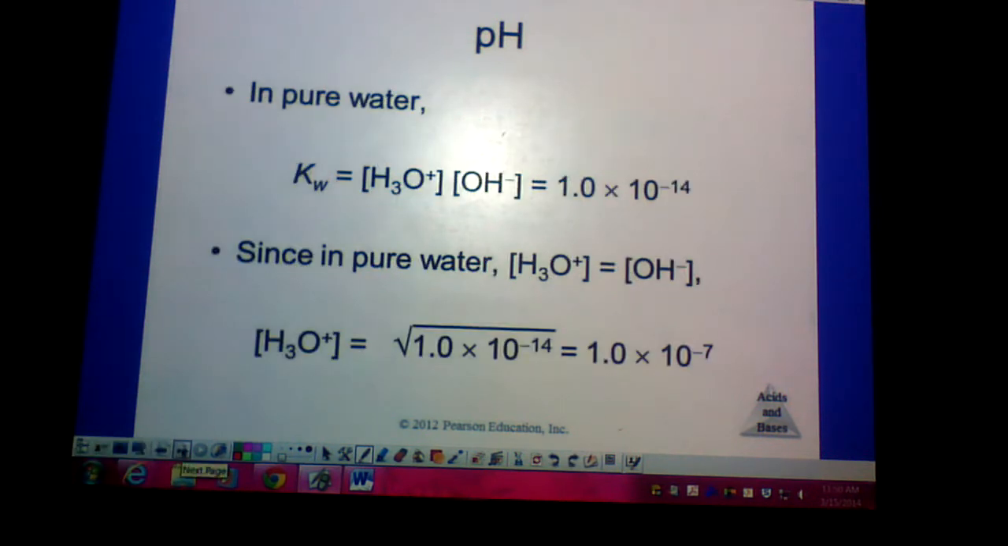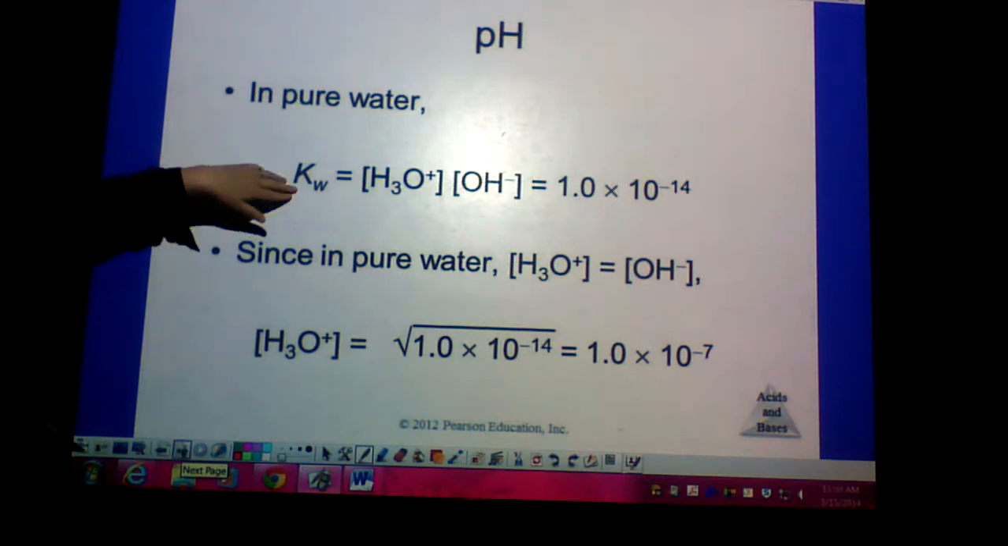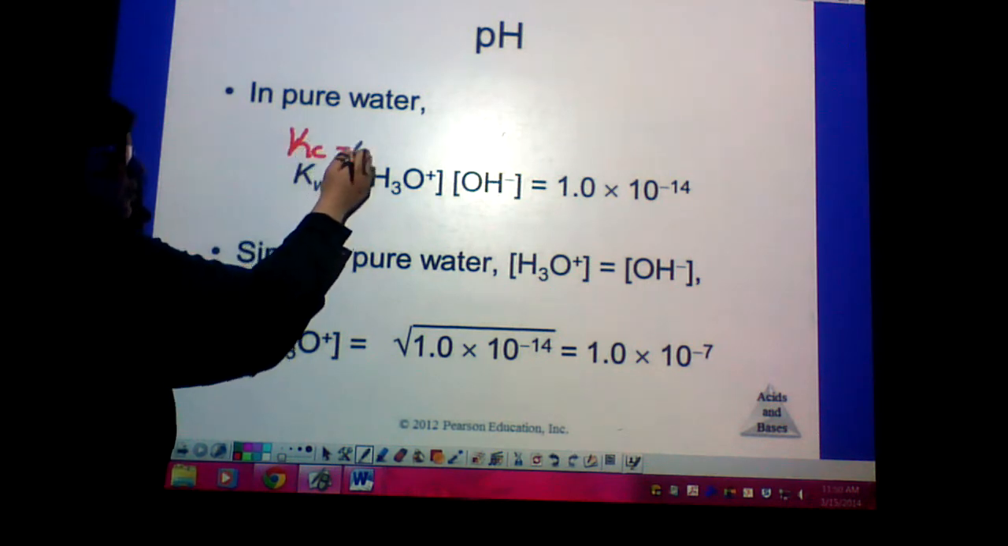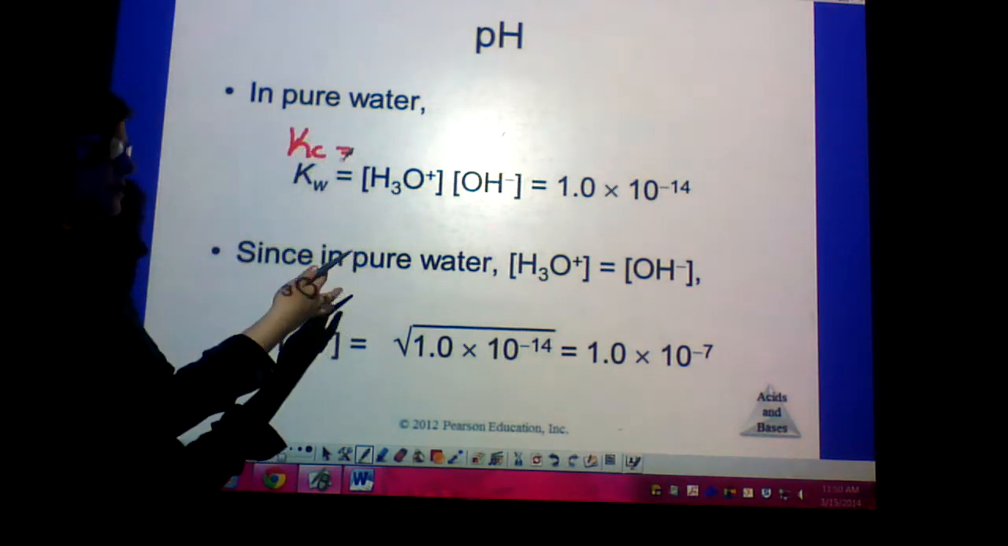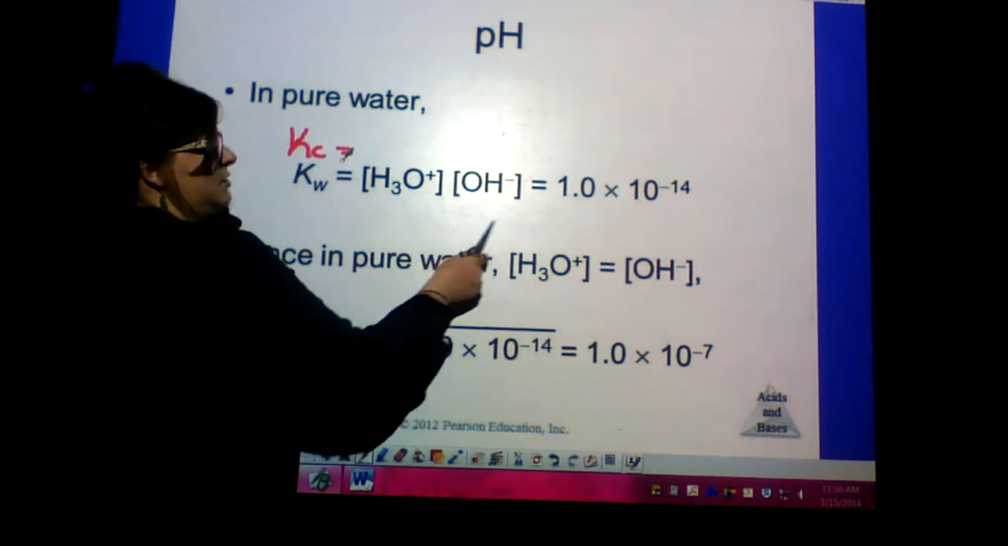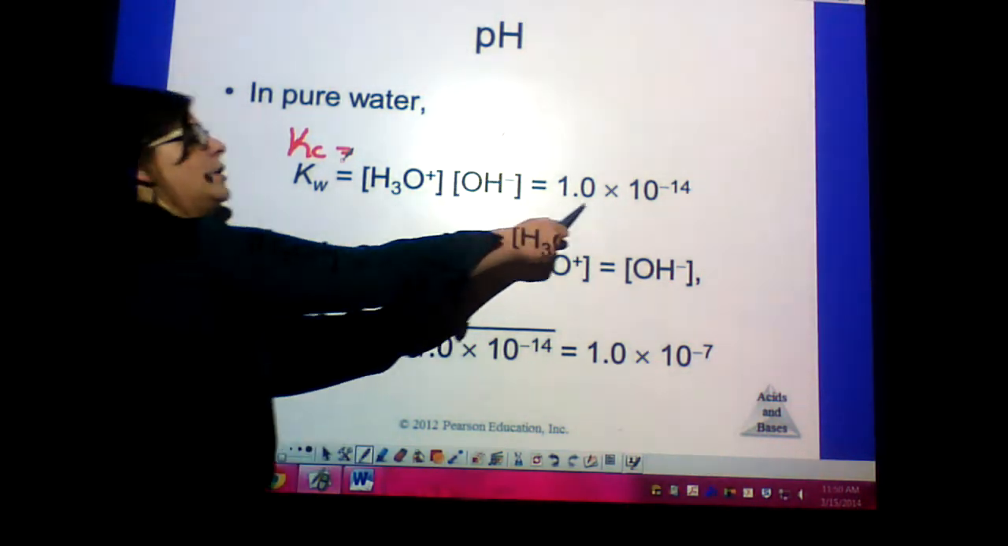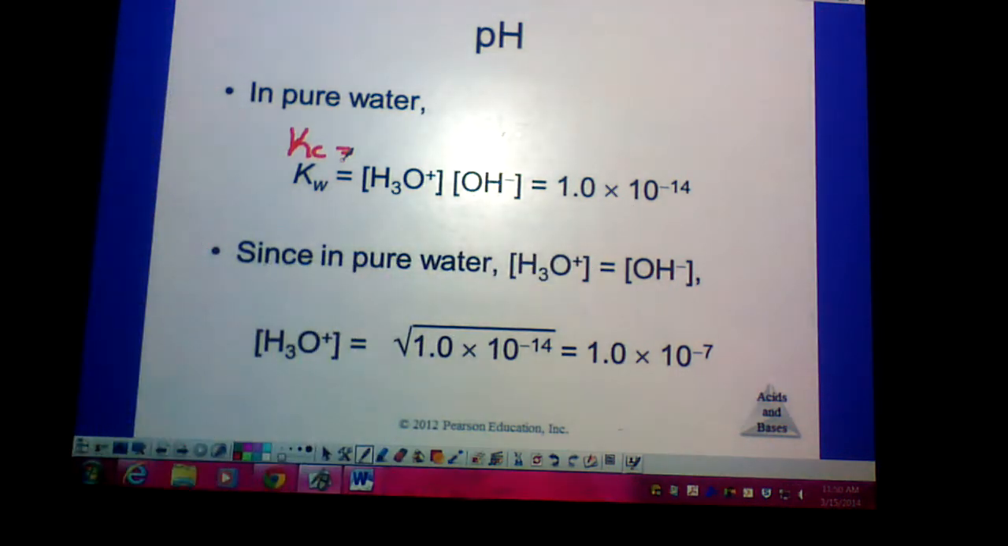We can also talk about something with pOH. I think we'll get there in just a second. We just said that in pure water, Kw, or as we said before, Kc, the equilibrium constant based on concentration, is equal to the hydronium concentration times the hydroxide concentration. These two things are going to be equal to 1 times 10 to the negative 14th.